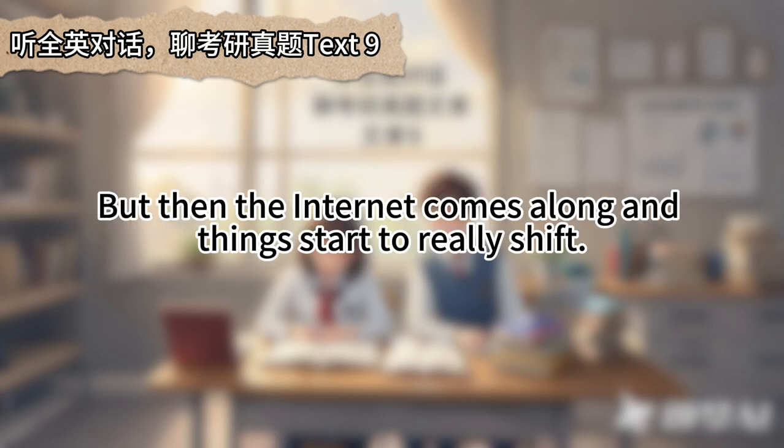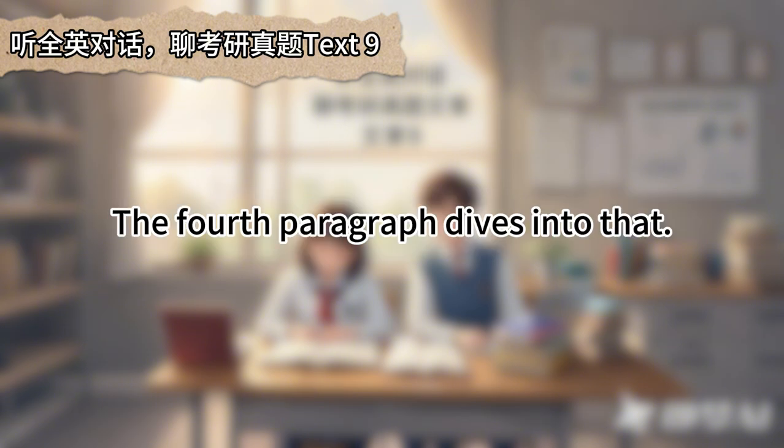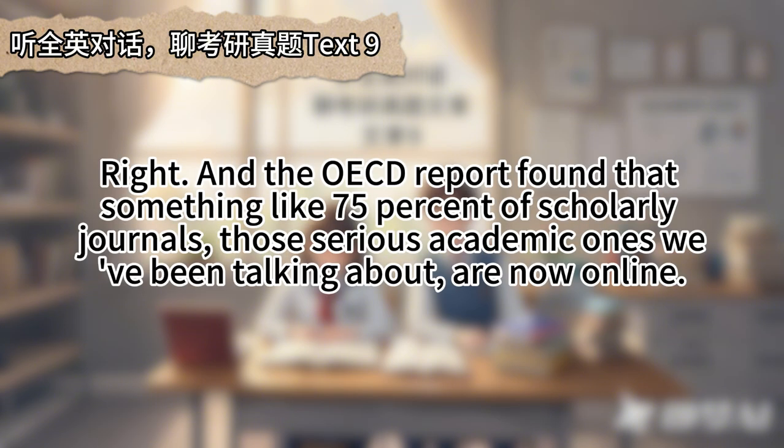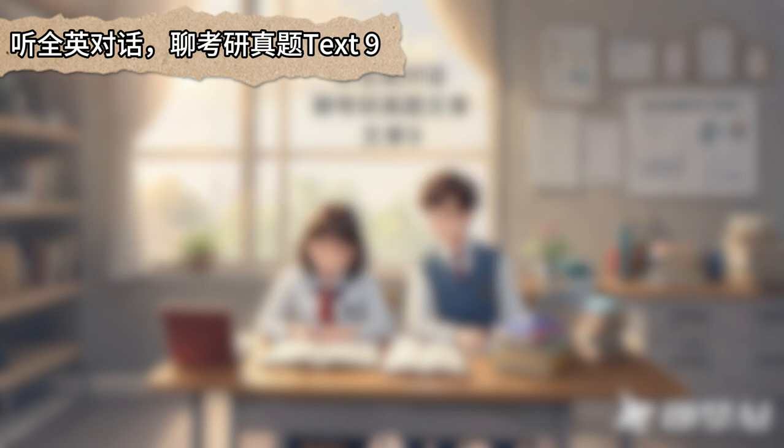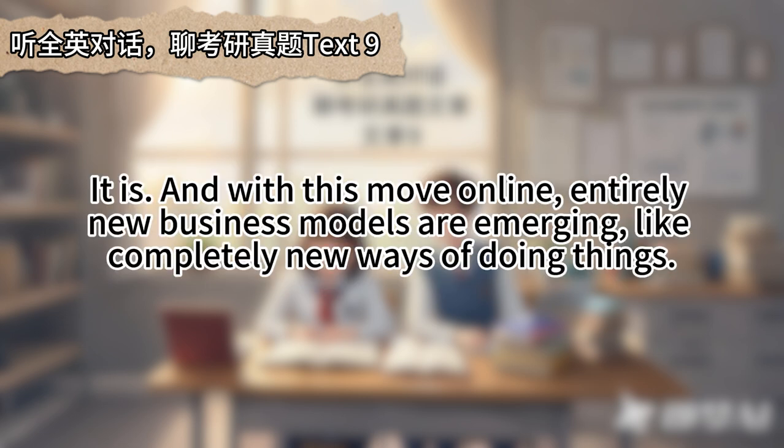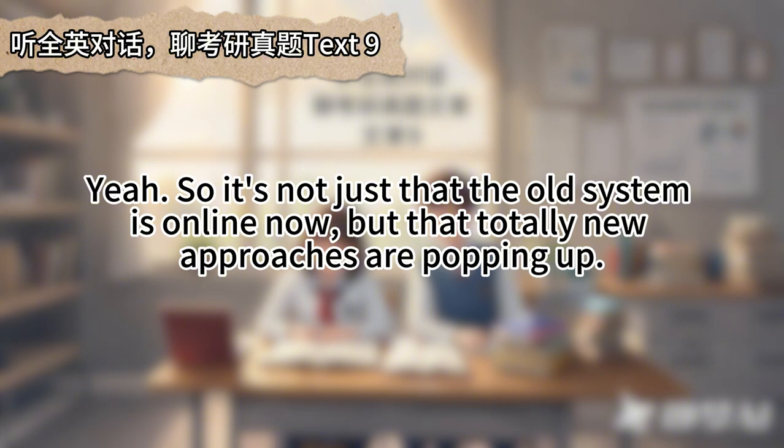But then the internet comes along and things start to really shift. The fourth paragraph dives into that. Right, and the OECD report found that, get this, something like 75% of scholarly journals, those serious academic ones we've been talking about, are now online. That's a huge chunk of them. It is. And with this move online, entirely new business models are emerging, like completely new ways of doing things. So it's not just that the old system is online now, but that totally new approaches are popping up.